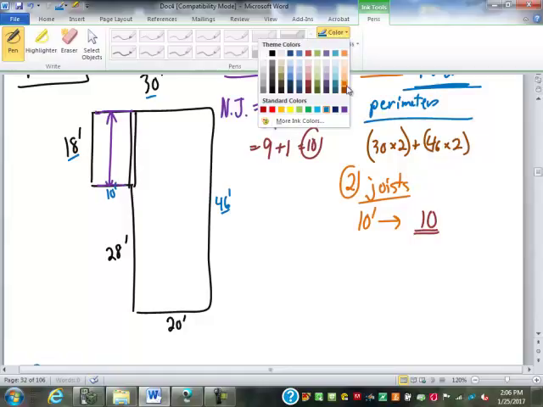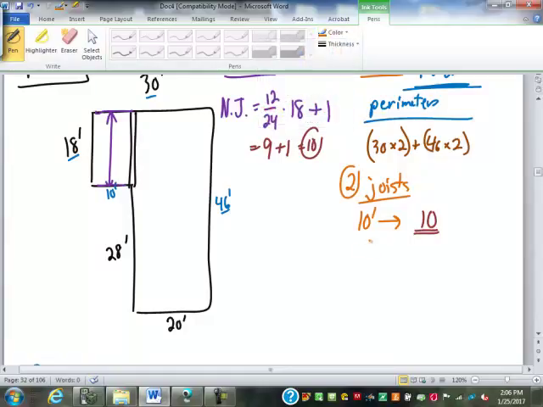You bet. So what's the other length of joist we need? We got the 10 footers. What other length do we need here? That covers this section right here. What else do we need? What length are we going to need here? Be brave, guys. That's going to be 20 feet. Good.